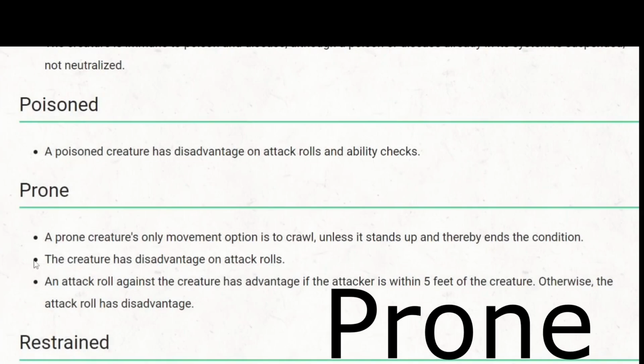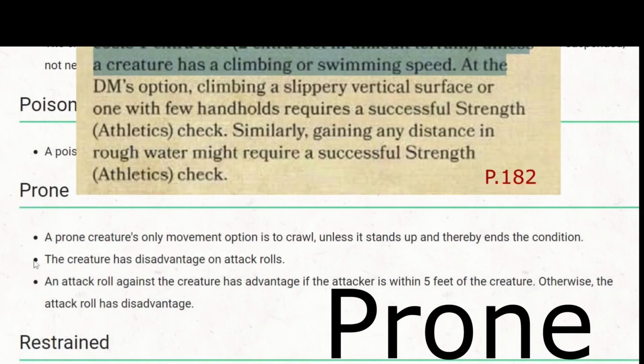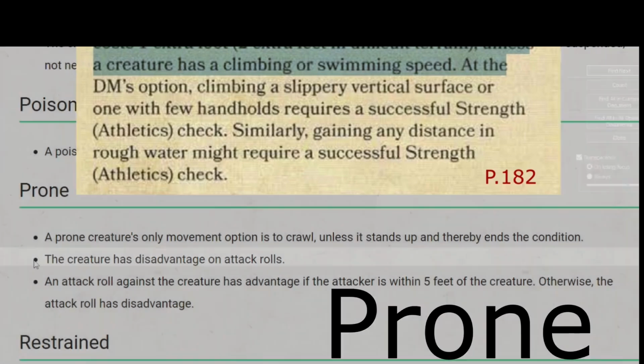A prone creature's only movement option is to crawl, unless it stands up and thereby ends the condition. 2. The creature has disadvantage on attack rolls. And 3rd, attack rolls against the creature have advantage if the attacker is within 5 feet of the creature. Otherwise, the roll has disadvantage. That is, melee attacks at 5 feet, or 10 feet if you have a spear, are with advantage, but if you are using a bow, it's at disadvantage.